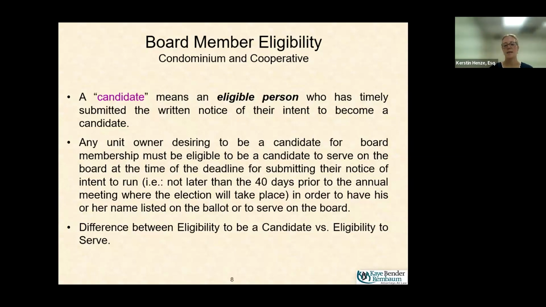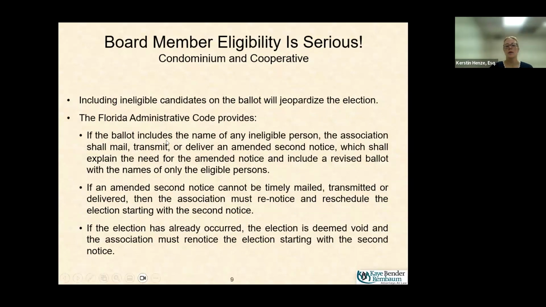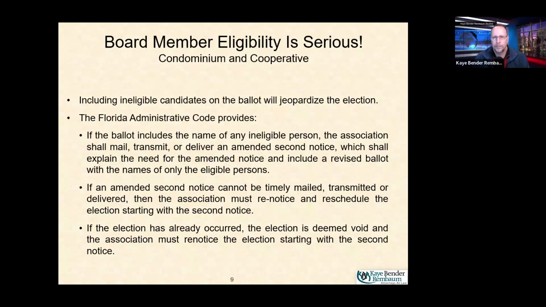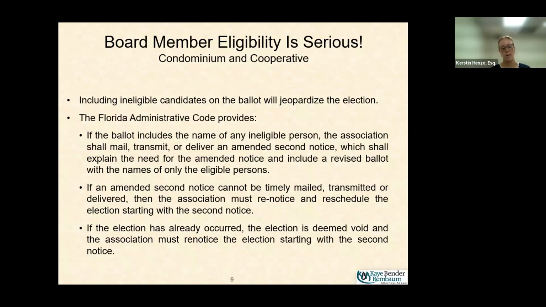Now, what happens is that if you include someone who is not eligible to be placed on the ballot, you can potentially jeopardize the election. So let's say you included all these candidates on the ballot and you mailed out the ballot with your second notice of the annual meeting. We'll talk about the notices you need to mail out. And let's say once you've mailed out the second notice with the ballot, you become aware that, oh no, John Smith should not have been placed on the ballot. He was not eligible because he was still delinquent on assessments as of the date he submitted his notice of intent to run.